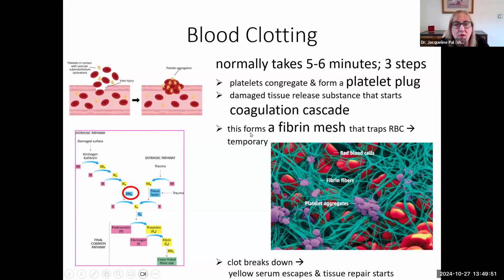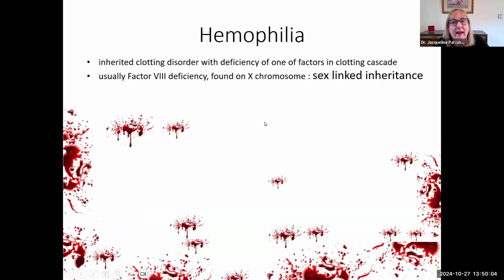So those are the 3 steps of blood clotting. Make sure you know the platelet plug first, followed by coagulation cascade, followed by the fibrin mesh. All right. So let's go back to this factor 8, and that's involved with this disease called hemophilia. And hemophilia is an inherited clotting disorder. The most common one is a factor 8 deficiency. There is another factor that can be, but it's much less common.